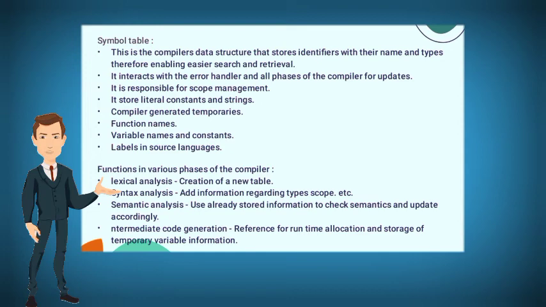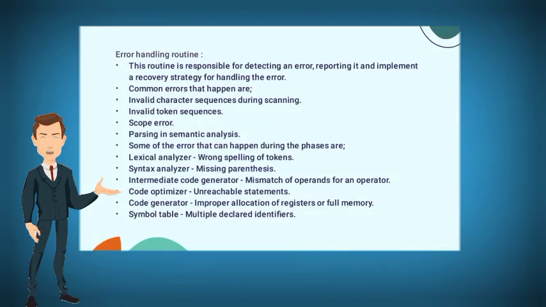In intermediate code generation, it serves as a reference for runtime allocation and storage of temporary variable information. Error handling: this routine is responsible for detecting an error, reporting it, and implementing a recovery strategy for handling the error. Common errors that happen are invalid character sequences during scanning, invalid token sequences, scope errors, and parsing errors.